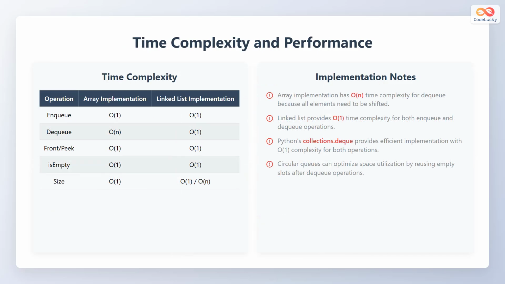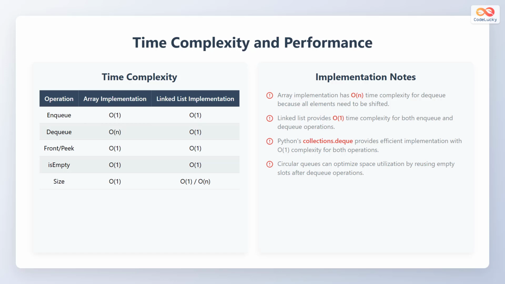Let's analyze the time complexity and performance of queues. For Enqueue operations, both array and linked list implementations have a time complexity of O(1). For Dequeue operations, the array implementation has a time complexity of O(n), while the linked list implementation has a time complexity of O(1). For the front or peek and isEmpty operations, both implementations have a time complexity of O(1). For the size operation, both implementations have a time complexity of O(1).